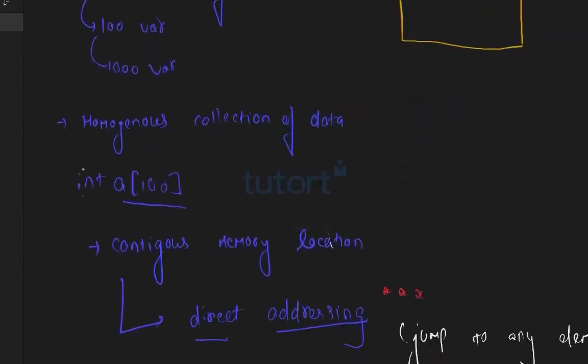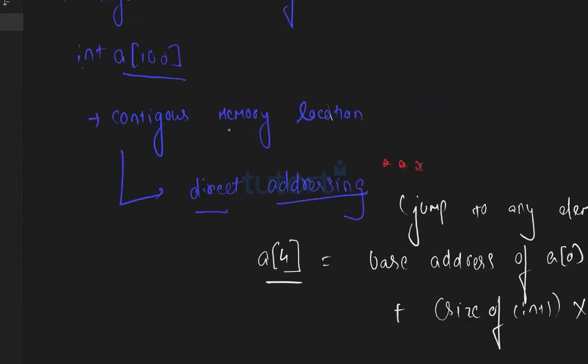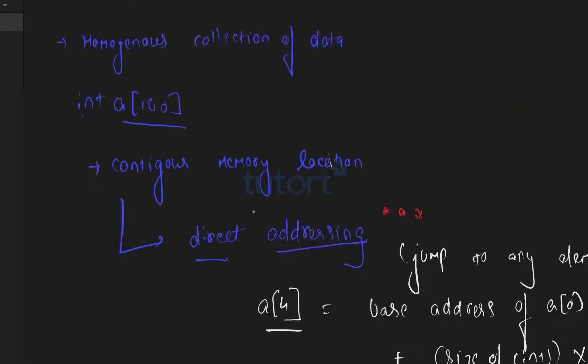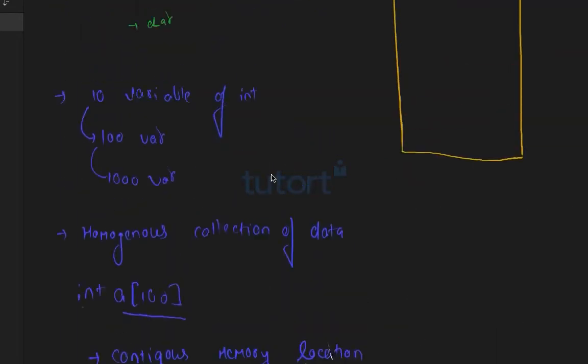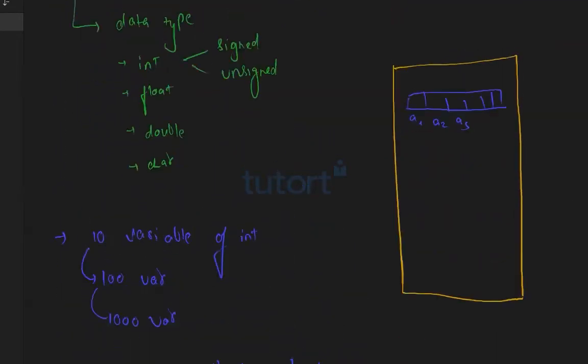Another thing is, it always has contiguous memory location and direct addressing. Another thing is, this direct addressing or contiguous memory location makes trouble for the array as well. Okay. Why does it make trouble for the array as well? Let's try to understand here.